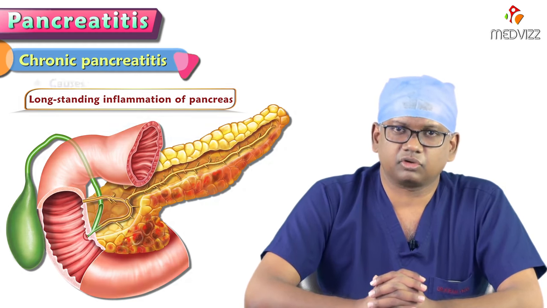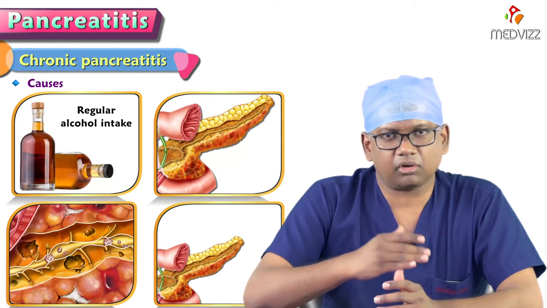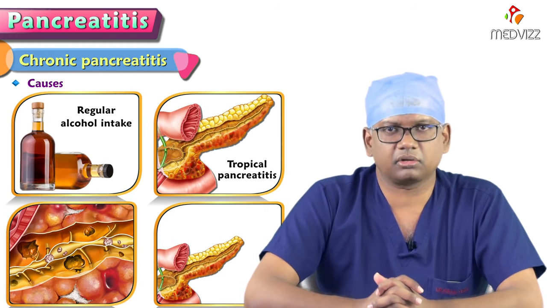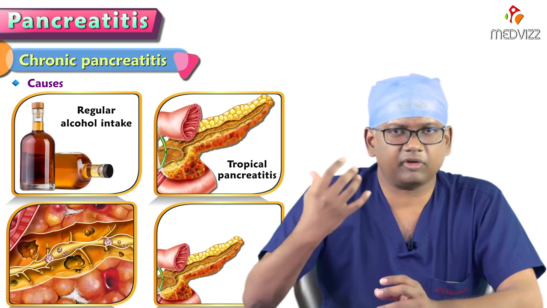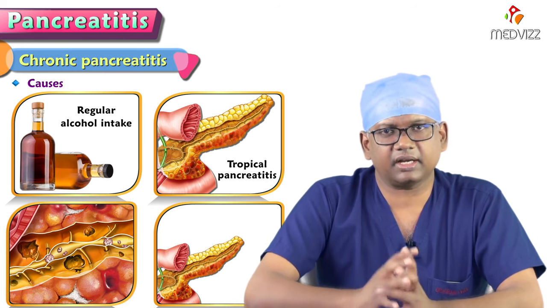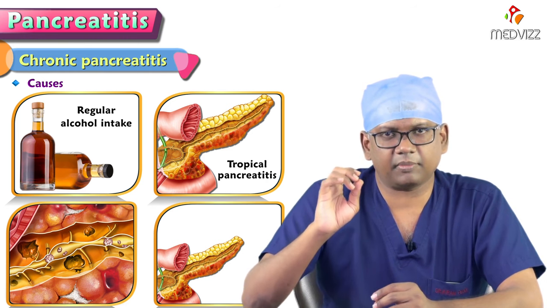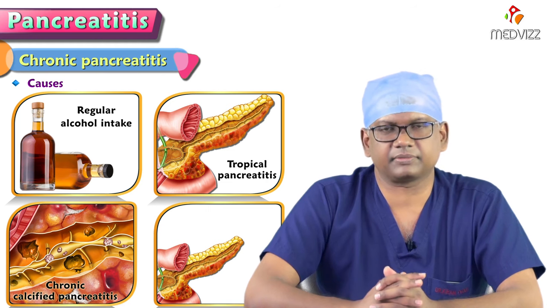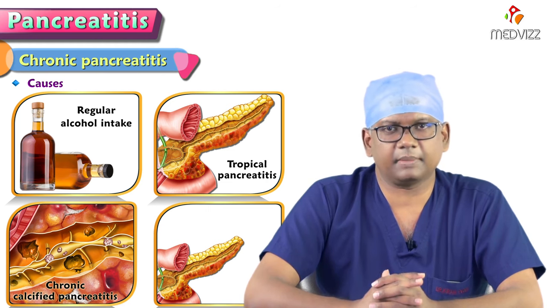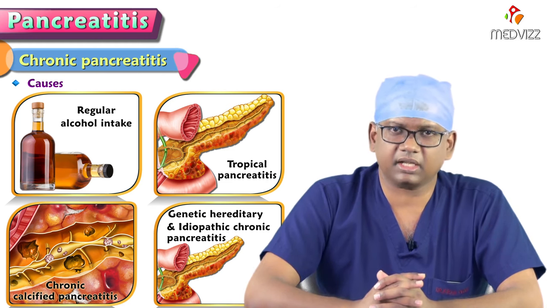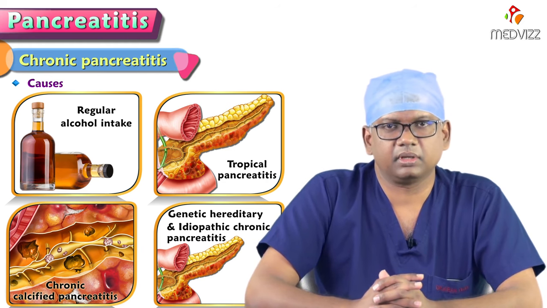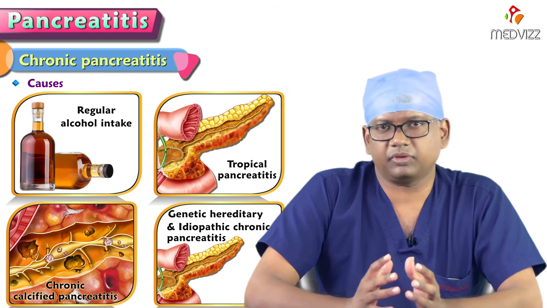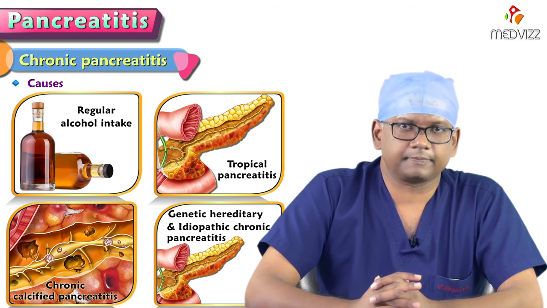Chronic pancreatitis could be because of, again, regular alcohol intake or sometimes tropical pancreatitis, especially in the Indian subcontinent. Because of environmental changes and so on, patients can get changes in the pancreatic gland in the form of calcifications. That is called chronic calcified pancreatitis. Sometimes people have abnormal genes, which can lead to genetic hereditary pancreatitis. In addition to this, a patient can sometimes get chronic pancreatitis without any reason.